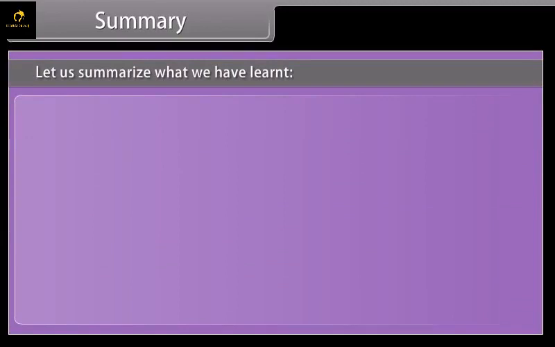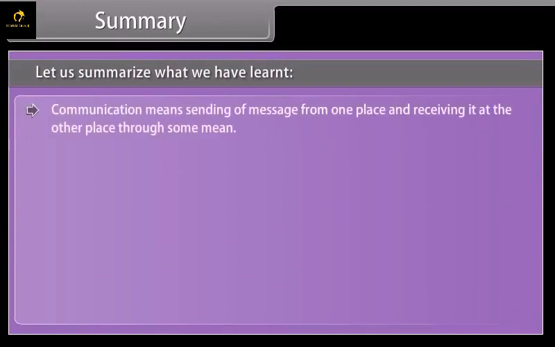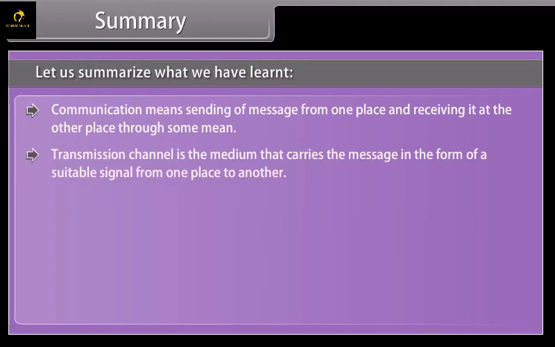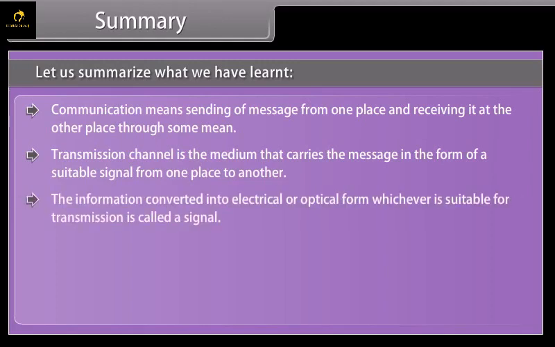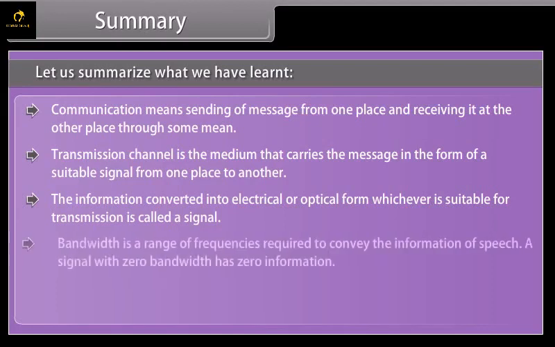Summary. Let us summarize what we have learned in this chapter so far. Communication means sending of a message from one place and receiving it at the other place through some means. Transmission channel is the medium that carries the message in the form of a suitable signal from one place to another. The information converted into electrical or optical form, whichever is suitable for transmission, is called a signal.